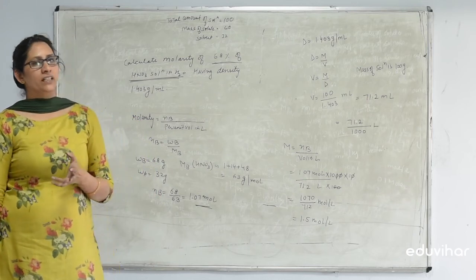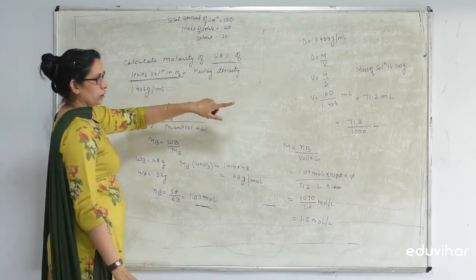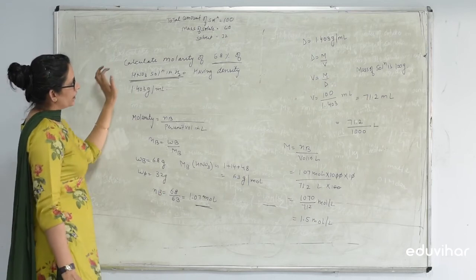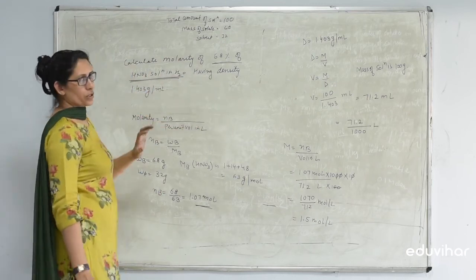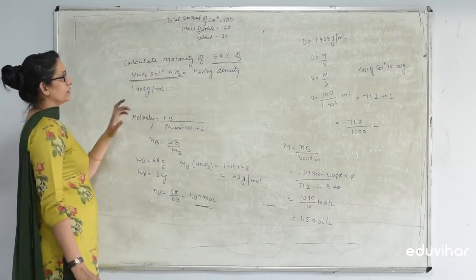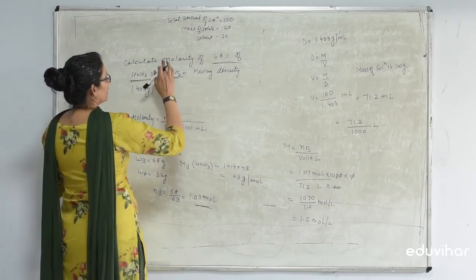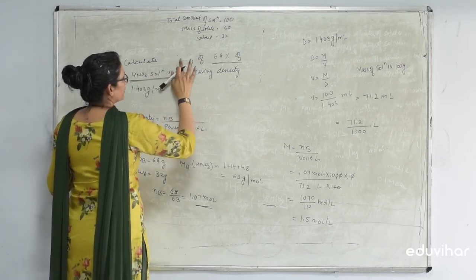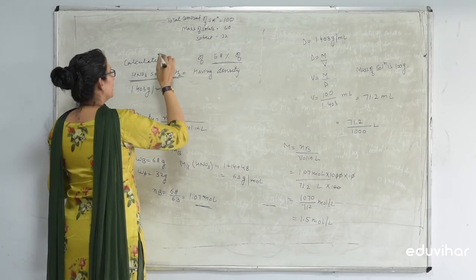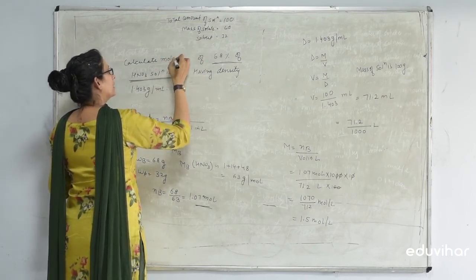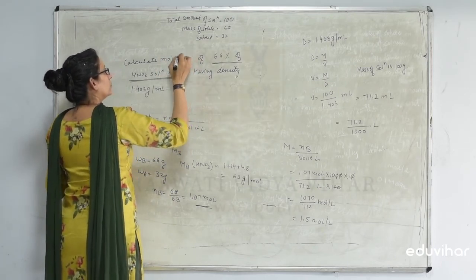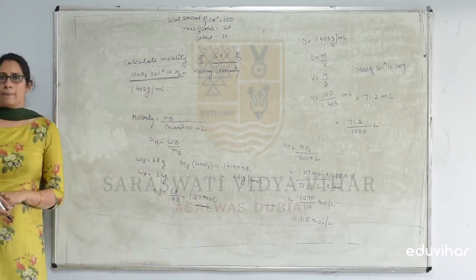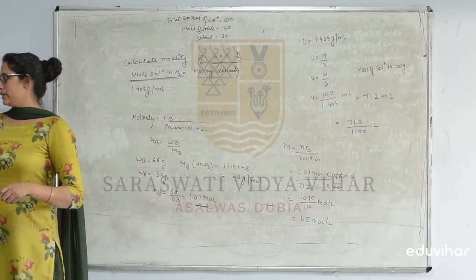This is the method to calculate the molarity whenever the density is given. We do not have direct values of volume and number of moles. If I take the same question, having the density, and I change one thing: calculate the molality. How can you calculate it?